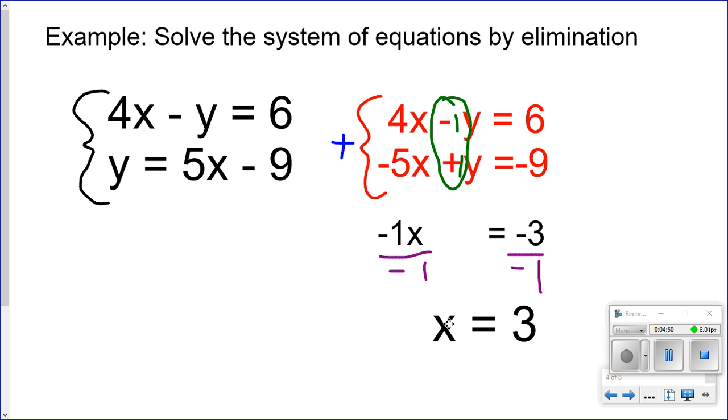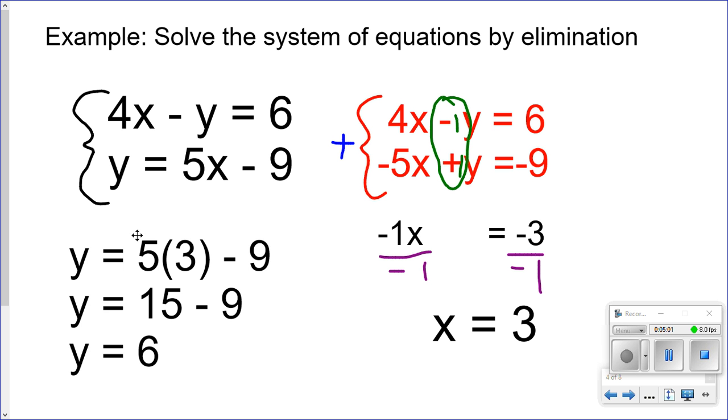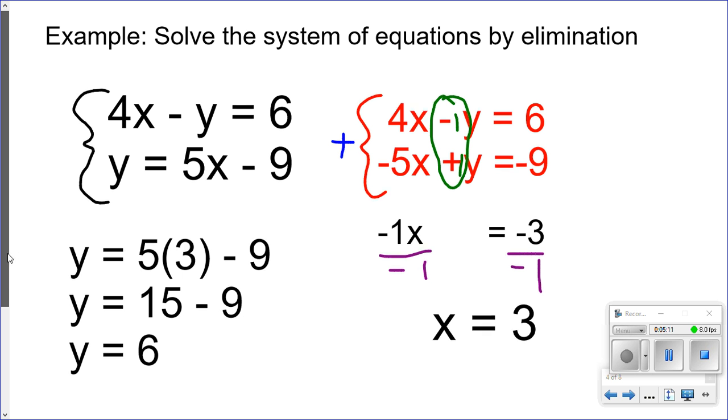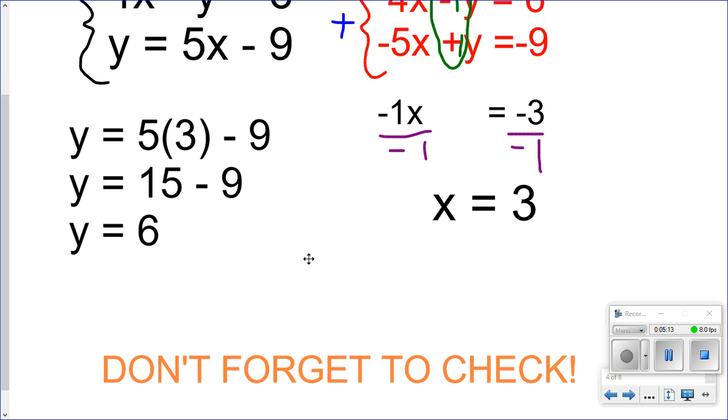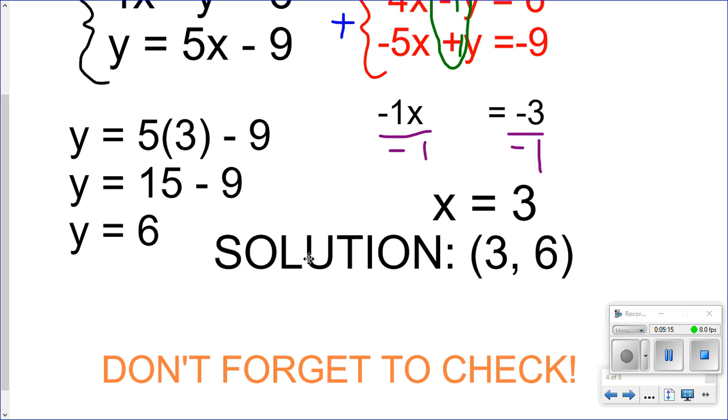So just like with substitution, I'm going to take this x value and plug it back into one of these equations. I'm actually going to choose the bottom one because it looks easier. That's the only reason why. So I'm going to plug in 3 for x here. So 5 times 3 minus 9. 5 times 3 is 15. 15 minus 9 gives me 6. So the y value is 6. Which means my solution is 3, 6.